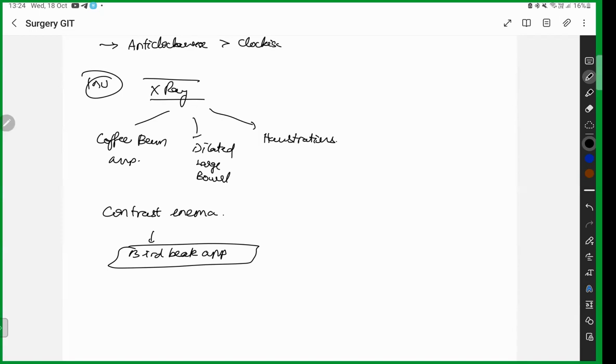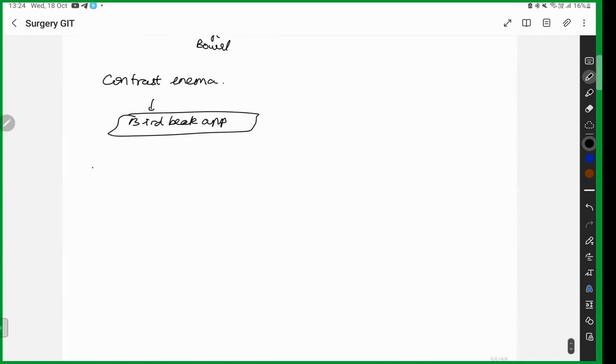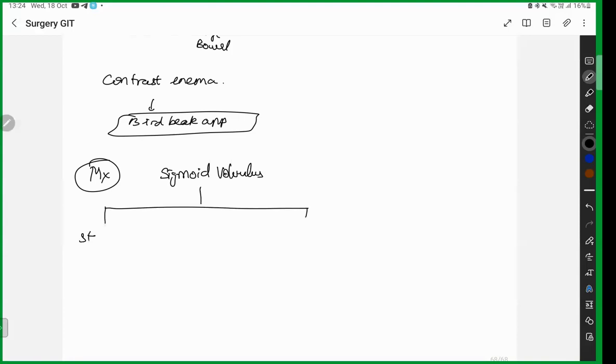Very clear, right? Do you have any doubt till now? If you have any doubt, let me know. Now we are going to move forward. What is going to be the management for this patient? Whenever there is a sigmoid volvulus, what are you going to do? You're going to see whether the patient is stable or unstable. You're going to divide into stable and unstable. If the patient is stable, that means there is no peritonitis.